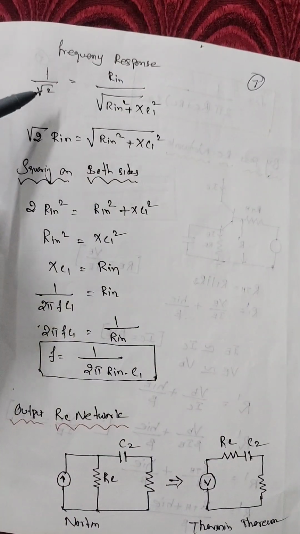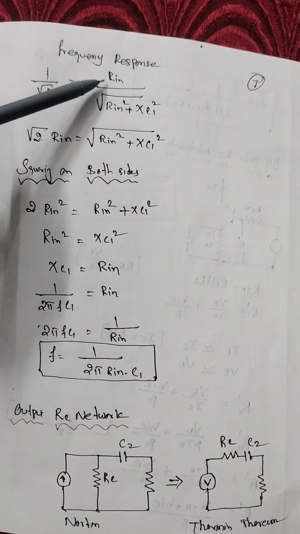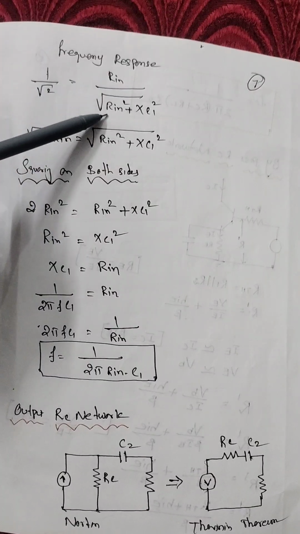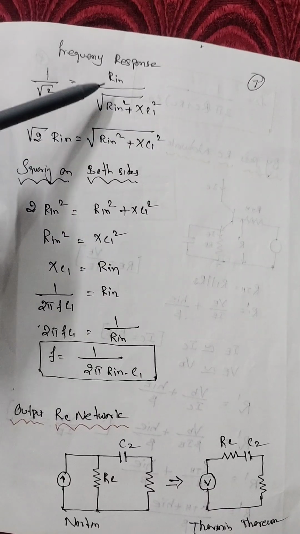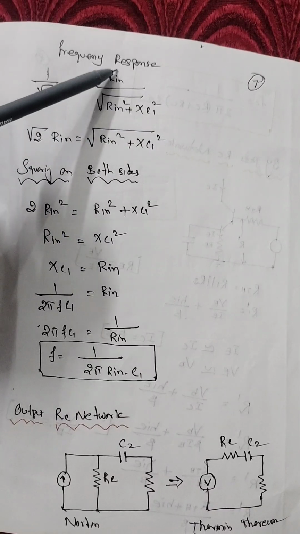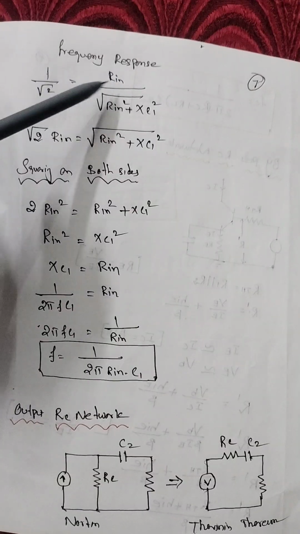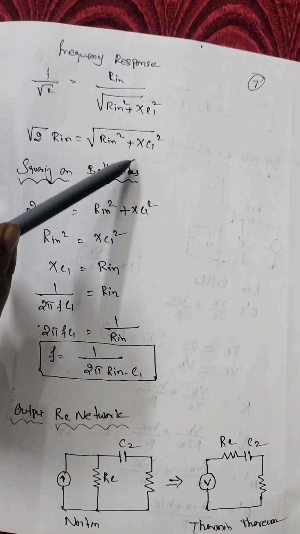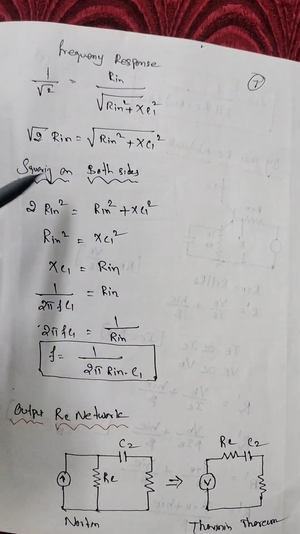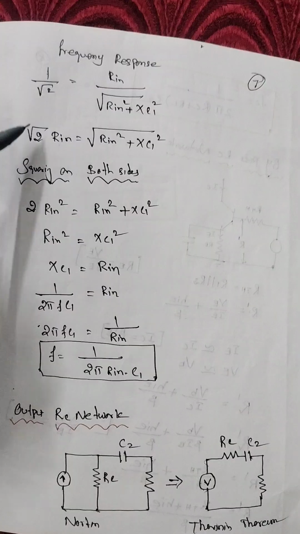Now listen here, this is 1 by root 2, then R in divided by the root of R in square plus B square. இப்போ என்ன ஆகுது, இந்த 2 இங்கே போயிடுது இல்லையா. அப்போ என்ன ஆகுது, root 2 into R in, இங்கே ரூட் வந்துடும் இல்லையா, A plus jB square plus B square தானே வந்துட்டு இருக்கு. இப்போ என்ன பண்ணுறேன், ஸ்கொயரிங் போத் சைட். ஸோ திஸ் ரூட் இஸ் கேன்சல்.